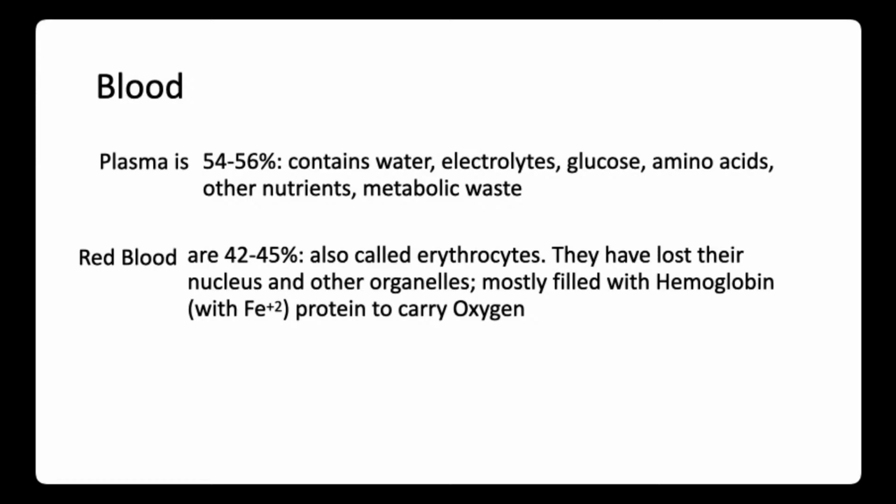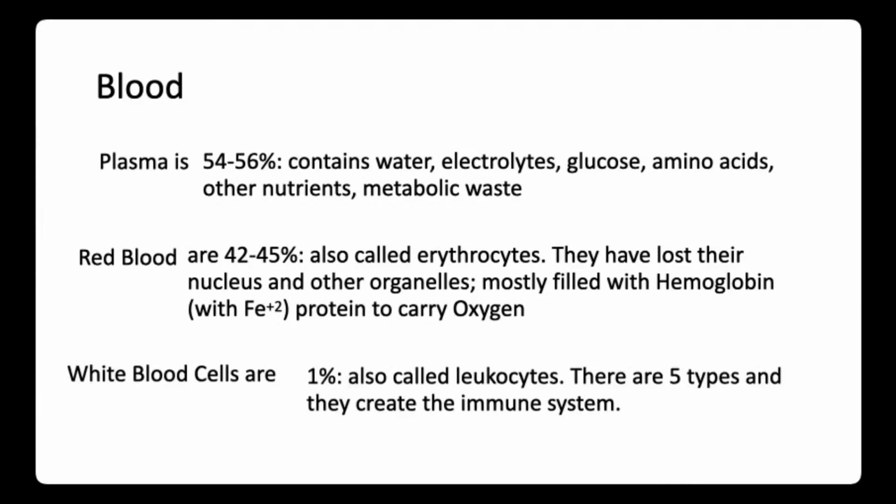And red blood cells are 42 to 45%. Remember, red blood cells are also called erythrocytes. They've lost their nucleus and other organelles, and they're mostly filled with hemoglobin protein to carry oxygen. White blood cells are 1%, also called leukocytes.